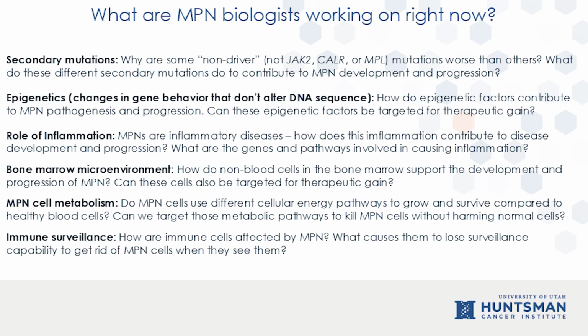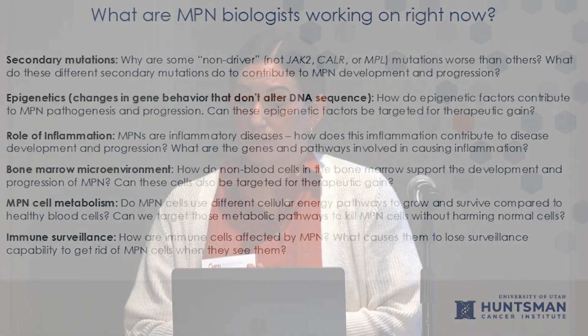And then immune surveillance. Like I said, we kind of ignore the lymphoid branch, which is where a lot of the immune cells are. But we're now actually starting to understand that MPNs develop in part because immune cells aren't seeing those cells and getting rid of them. So why is that? What's causing that? What's causing them to lose that ability?